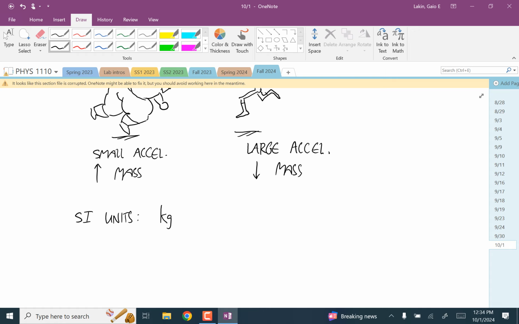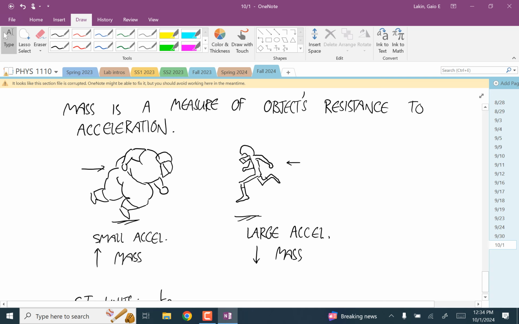Yes? I just have a question. If mass is measured by an object's resistance to acceleration, wouldn't the big guy then have more acceleration than the small sticky guy? Because wouldn't he be more resistant to it? Yeah, he's more resistant to acceleration, so if you apply the same force to him, he accelerates less. The bigger the mass, the less the acceleration for the same force.